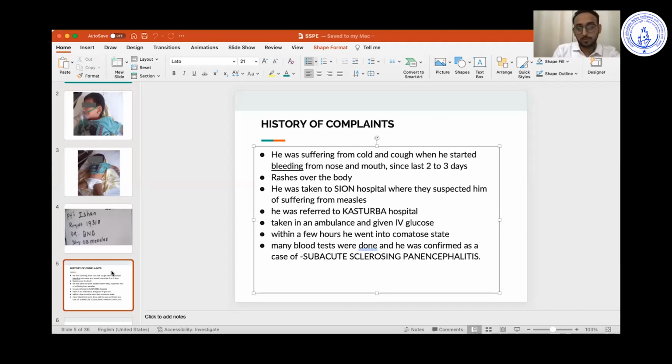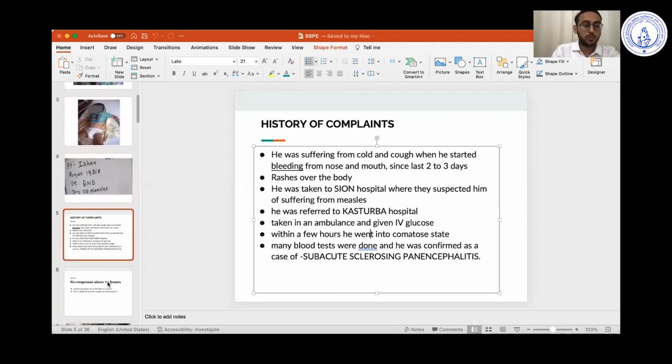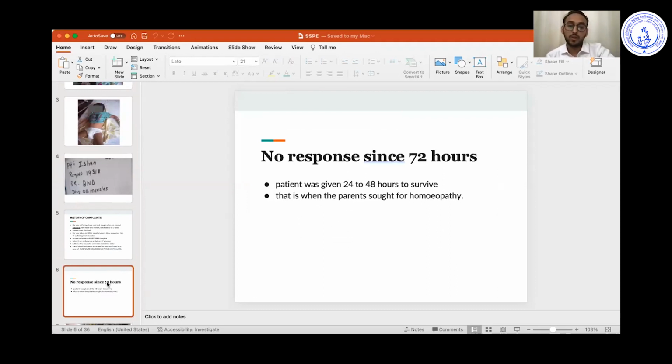As soon as the child reached Kasturba Hospital, many tests were done, and it was diagnosed as a case of SSPE. He was admitted in the hospital for the last 3 days in Kasturba, where he was not responding at all. In the next 72 hours, he didn't respond and he went into a comatose situation. Now, this was the time where he was given a timeline of 24 to 48 hours. Doctors said the survival chances would increase if the child responded in 24 to 48 hours. Otherwise, we may lose him.